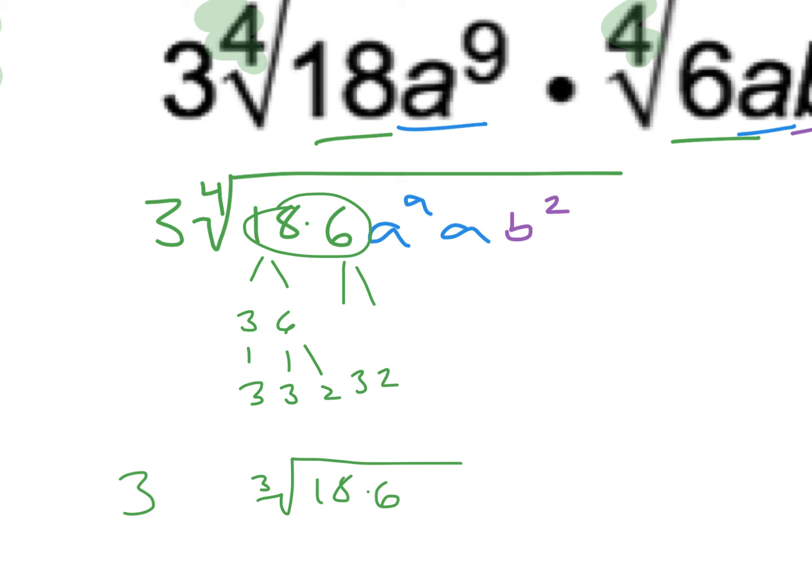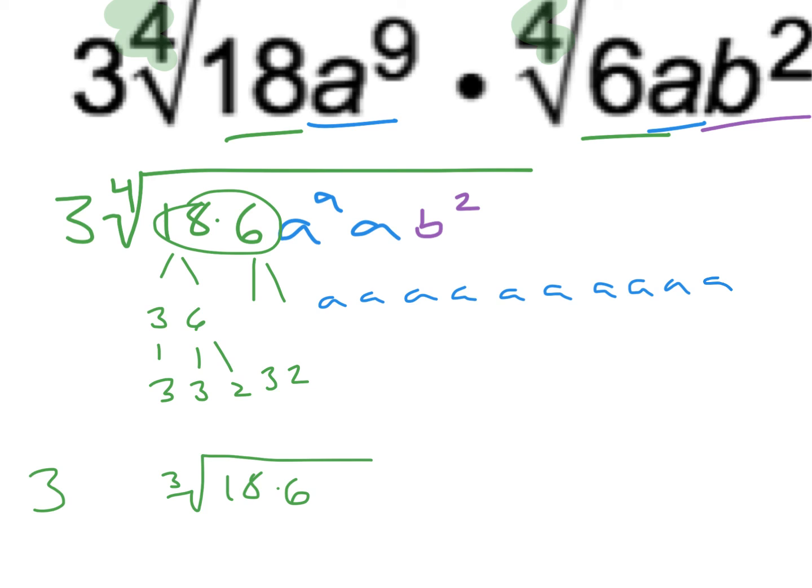Now let's do it with the a's. I have 9 a's, and then 1 a. So I have 10 a's in total. I have to circle groups of 4. Miss Carver, why did you put a 3 over the radical instead of a 4? Oh, it should be a 4. You're right. How many a's come on the outside? 2 a's. And how many stay on the inside? 2.